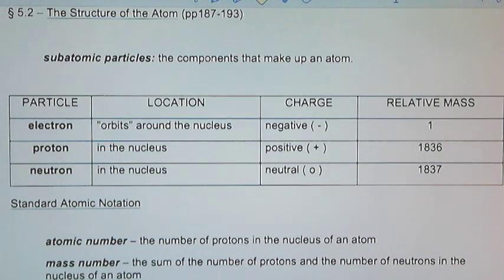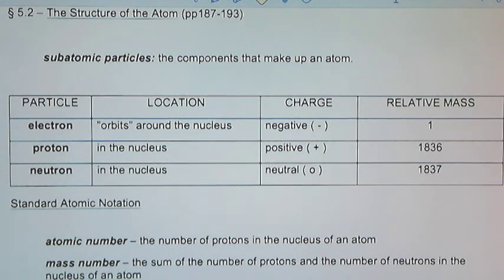Section 5.2 is titled Structure of the Atom. We're going to start by summarizing our findings from Section 5.1. We've determined that atoms are made up of subatomic particles. Sub meaning smaller than, atomic meaning the atom. So we've defined 3 subatomic particles: electrons, protons, and neutrons. We've described them in terms of their location, their charge, and their relative mass.